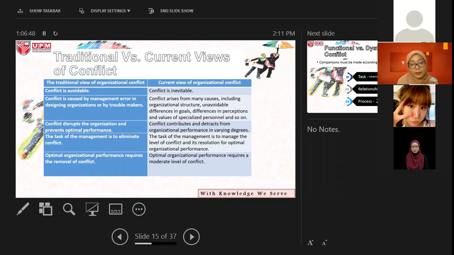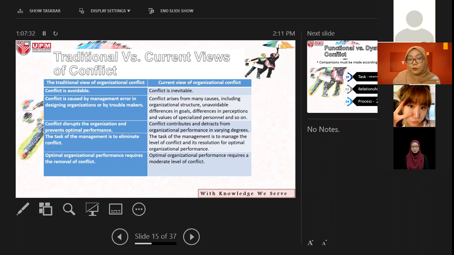Then lastly, optimal organizational performance requires the removal of conflict. So it says, according to the traditional view, unless we eliminate or remove the source of conflict, only then can the organization perform. Lepas kita buang pekerja tu. For example, if we have an employee that always brings trouble to us because his ideas are totally different from the rest, then we think that the way we can move forward is only when we remove or fire this employee. Itu contoh kalau dalam the traditional view.